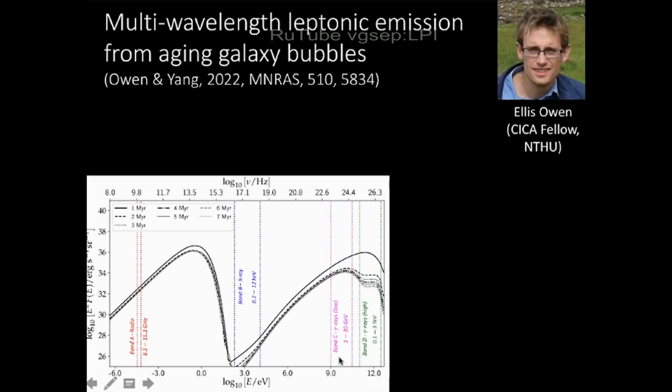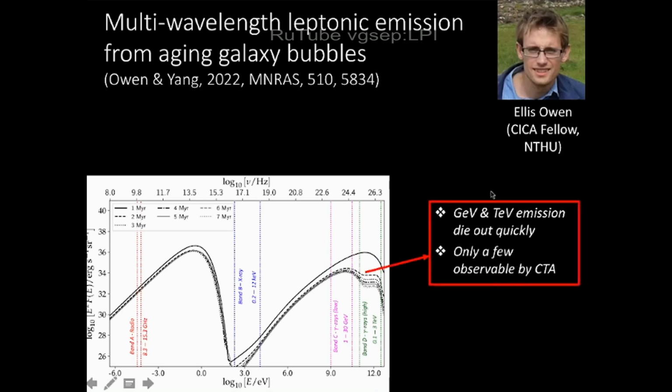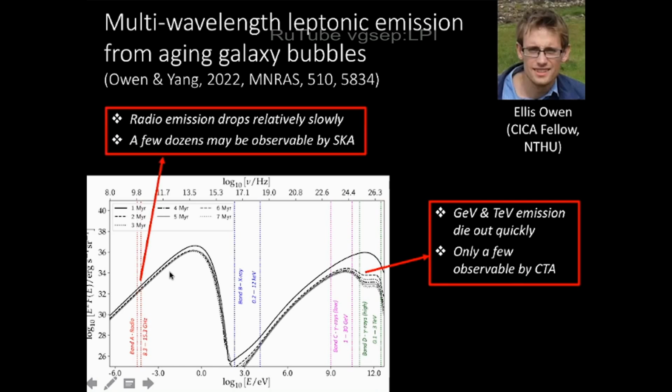What I'm showing here is the predicted broadband spectrum from these leptonic galactic bubbles, similar to the Fermi bubbles. Unfortunately, in the GeV and TeV bands, leptonic bubbles decay very quickly due to synchrotron and inverse Compton cooling. So even given the sensitivity of CTA, only a few will be observable. However, in the radio bands, the detection prospect is much greater because the radio emission drops relatively slowly. Given the sensitivity of SKA, for example, a few dozen would be observable.